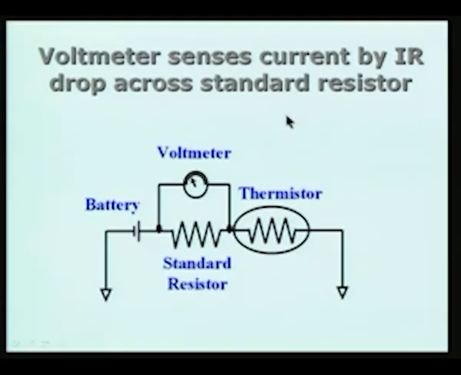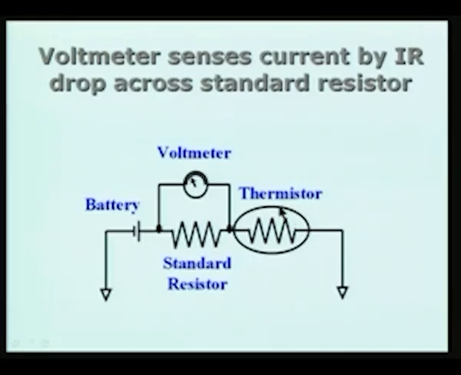For example, this may be used for measuring the temperature of the radiator water in a car, and this is the car battery, from which I take the potential, and then I have a standard resistance which is in series with the thermistor, and the thermistor is of course exposed to the water in the radiator. The current passes through both the standard resistance as well as the thermistor, and if the thermistor resistance changes because of the temperature, actually you see what is going to happen.